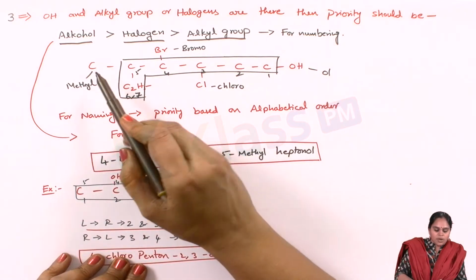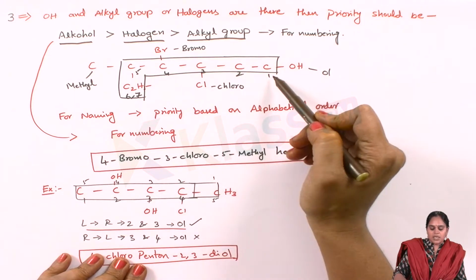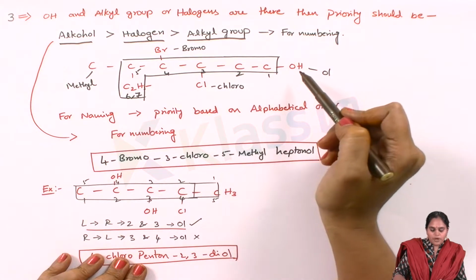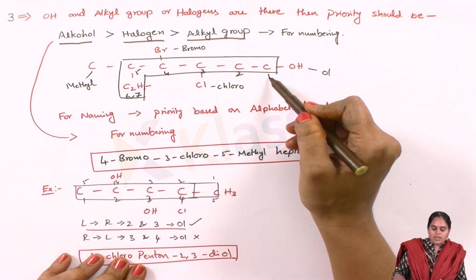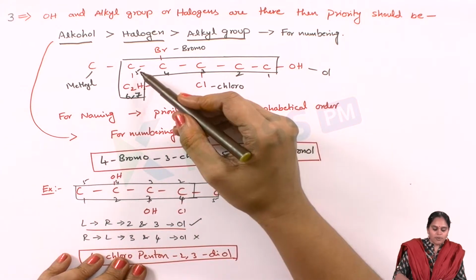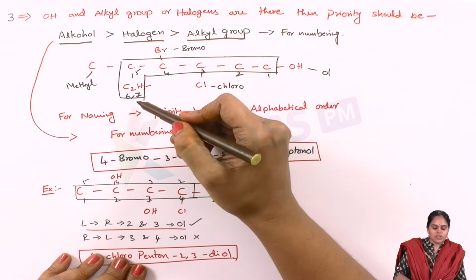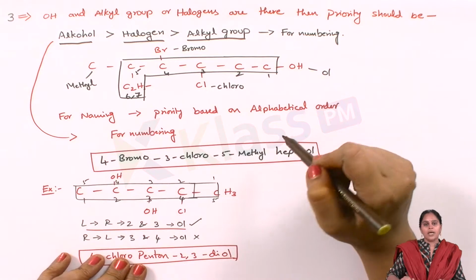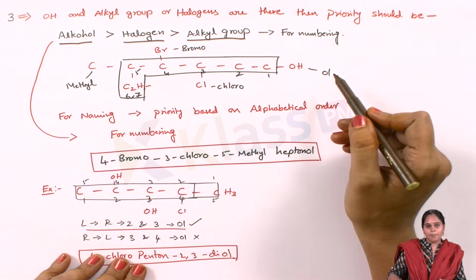See this example. How many carbon atoms are there? 1, 2, 3, 4, 5, 6. 6 carbons are there, and at the end OH is added, that is, alcohol is added. So, first priority should go to the alcohol group. Then we are going to start the numbering from this carbon, that is, right to left. 1, 2, 3, 4, 5, 6 and 7. If you take this carbon, this is only 6. So, we are moving to this one. 6 and 7. So, this is the 7 carbon chain. 7 means hepta. So, heptane, and it should end with ol: heptanol.